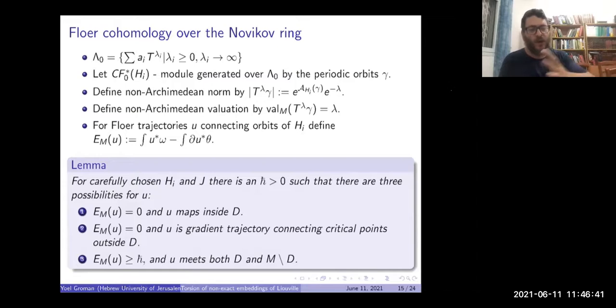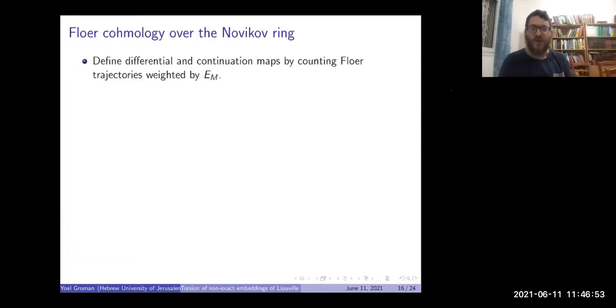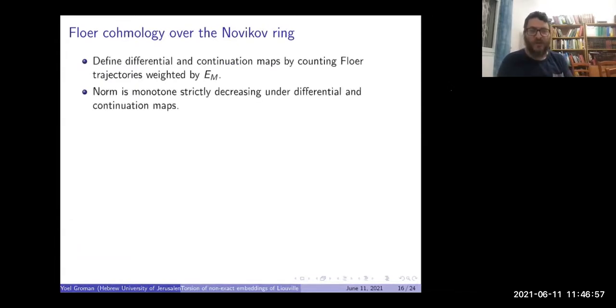So things can go outside, but you have some way of filtering, of separating things which go outside from things which stay inside. Okay, so now we can define a differential and continuation maps by counting Floer trajectories weighted by this relative energy.